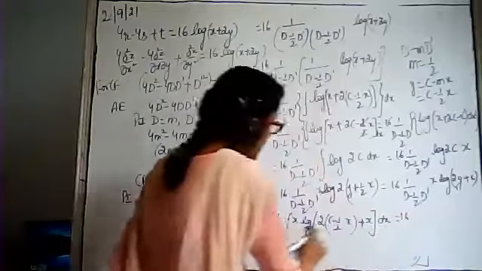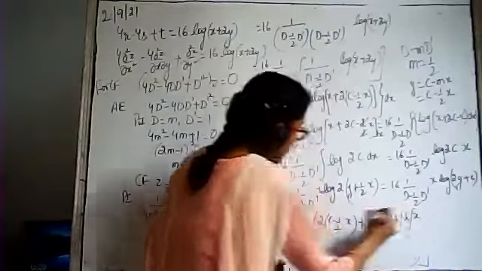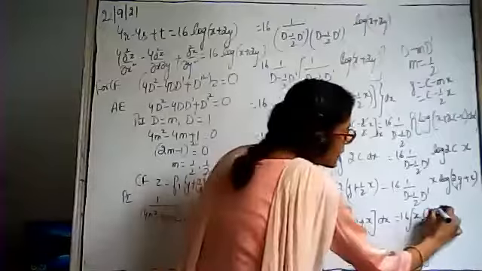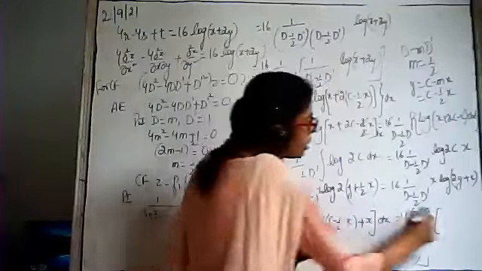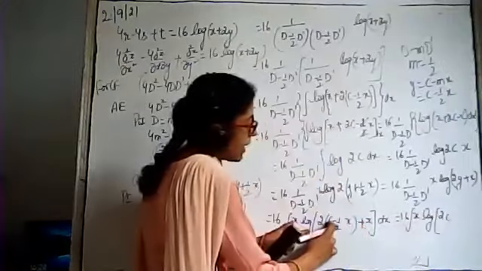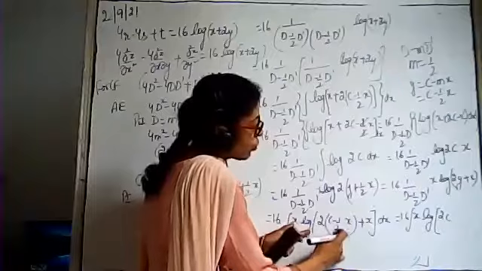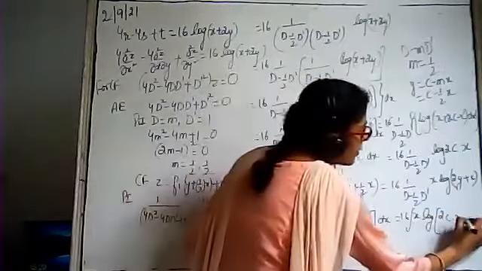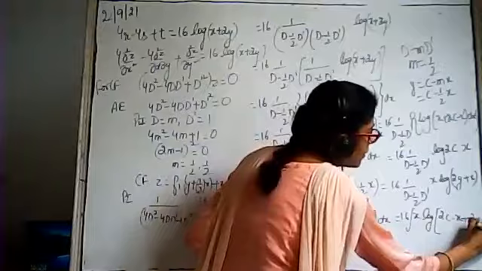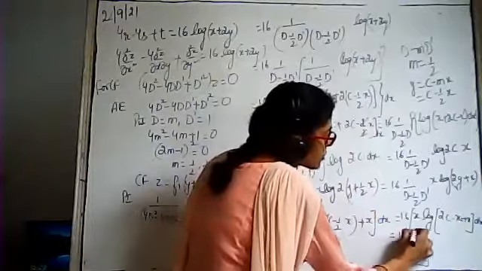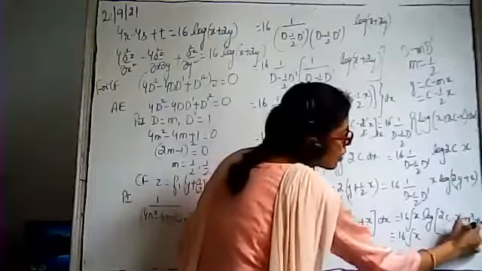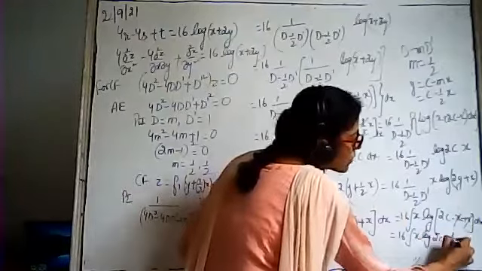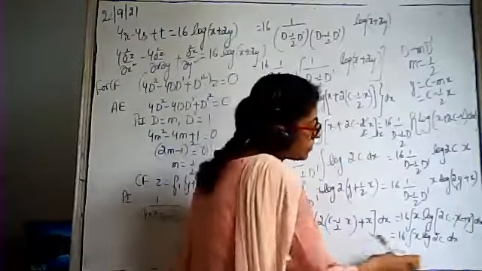It will be 16 integration of x, this log will remain as it is, open this bracket, you will get 2c minus, ये 2 अंदर जाएगा, 2 और 2 कैंसिल हो जाएगा, it will be minus x और प्लस क्या है x, और बाहर क्या है dx. It will be 16x minus x और प्लस x कैंसिल हो जाएंगे. This will be again equals to log of 2c और बाहर क्या है dx.